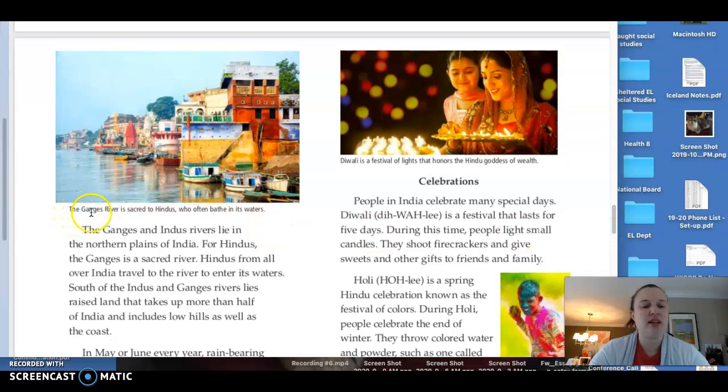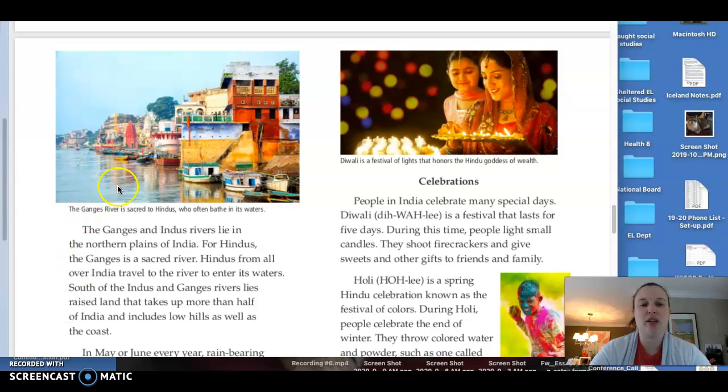This caption says the Ganges River is sacred to Hindus who often bathe in its waters. The Ganges and the Indus rivers lie in the northern plains of India. For Hindus, the Ganges is a sacred river. Hindus from all over India travel to the river to enter its waters. South of the Indus and Ganges River lies raised land that takes up more than half of India and includes low hills as well as the coast.